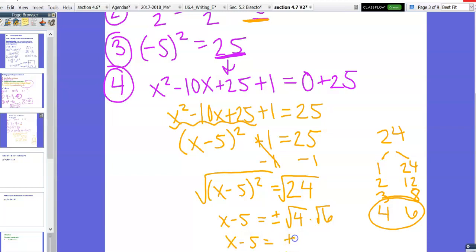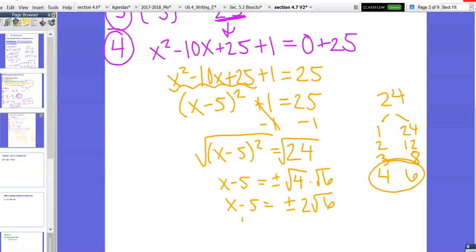So we should get positive or negative. Square root of 4 is 2, and then 2 square root 6. Then add 5 to both sides. And then because this one's irrational, we can just write x equals 5 plus or minus 2 times square root of 6.